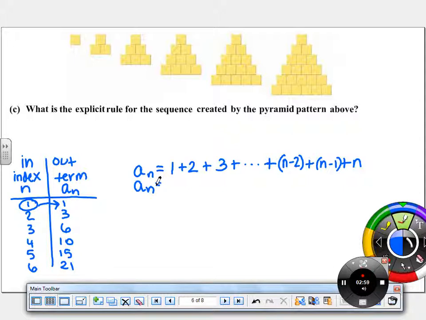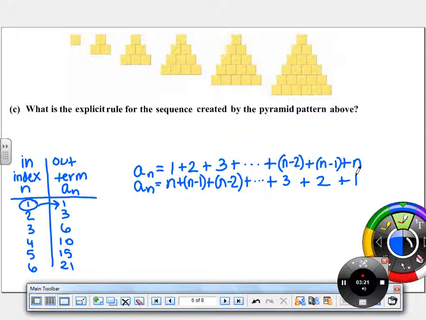They said, well, what if we wrote it the other direction? And started with the n on this side, and then the n minus 1, and then the n minus 2, and continued down to 3, down to 2, down to 1. Both of those are representations of the same thing.